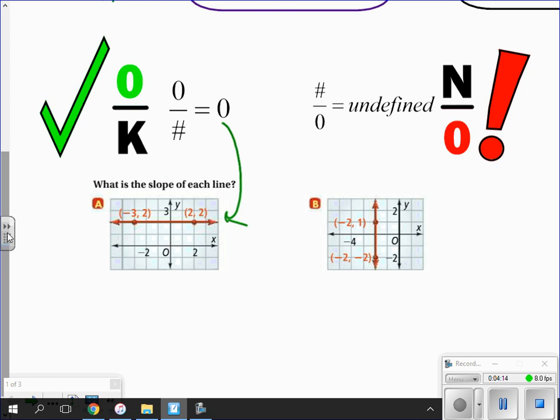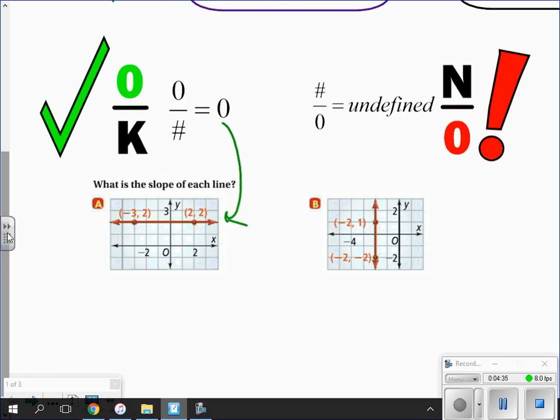And there is a difference between no slope and zero slope. Zero is a quantity we can measure. No slope means it cannot be measured. So no slope does not mean a zero. Zero does not mean no slope. There's a difference. You can measure a zero slope. It's a flat line.